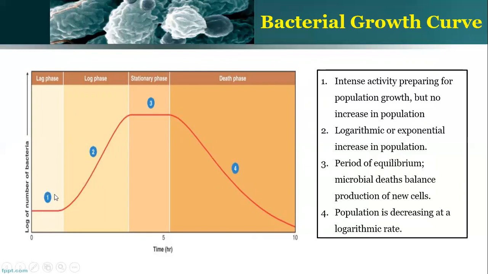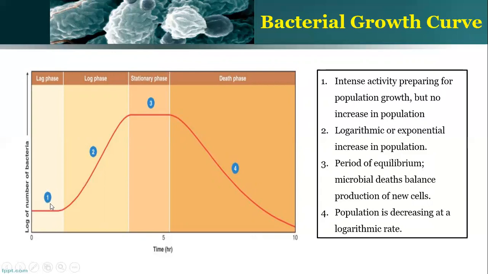So here the first phase, lag phase, is when the organism is inoculated in the medium, and immediately the organism cannot grow. It takes a certain period of time to adjust to the medium. That is intense activity preparing for population growth. So it starts the production of enzymes and coenzymes, and there is no cell growth, no increase in population in the initial stage, that is lag phase.